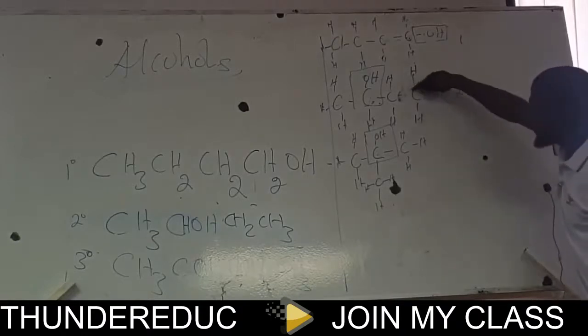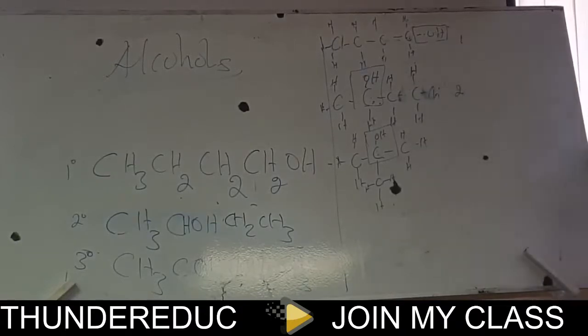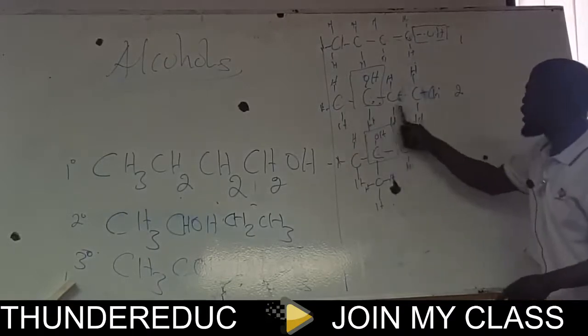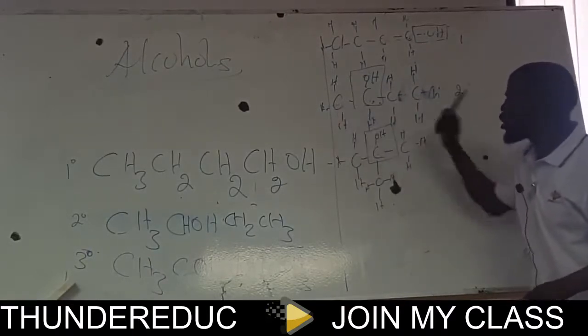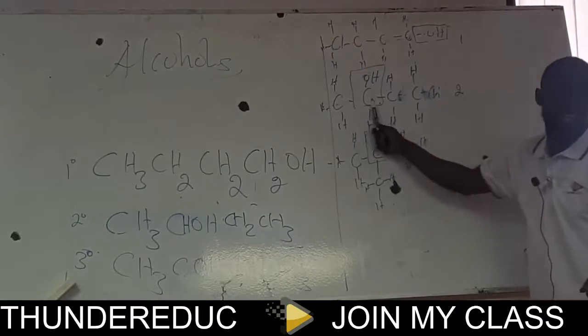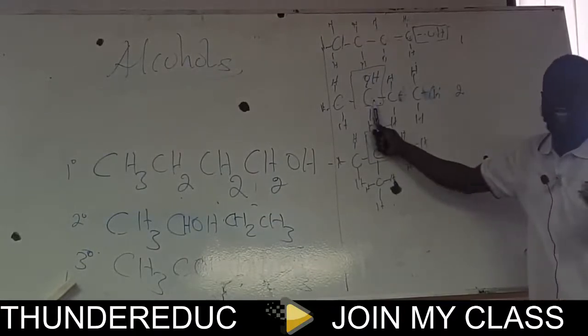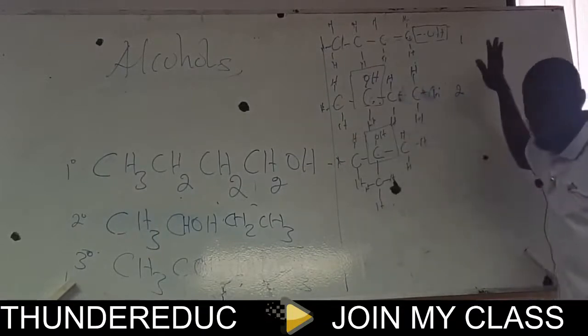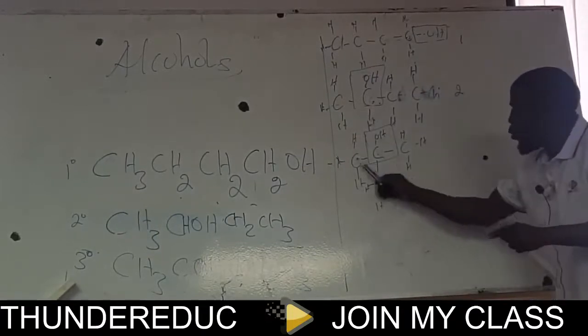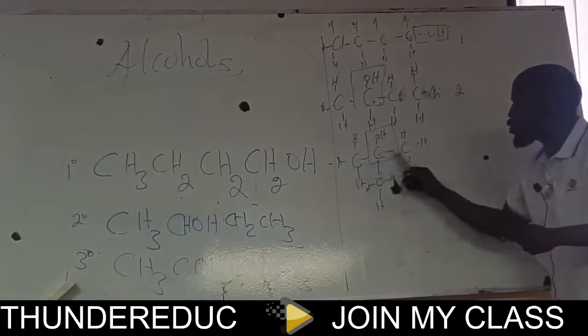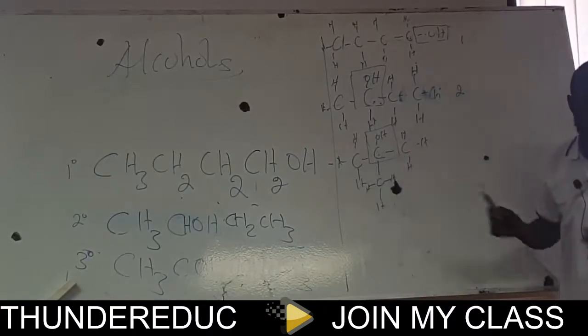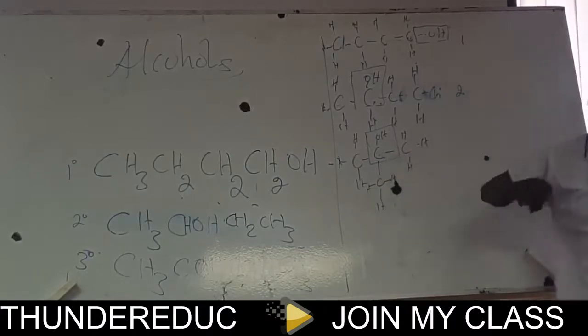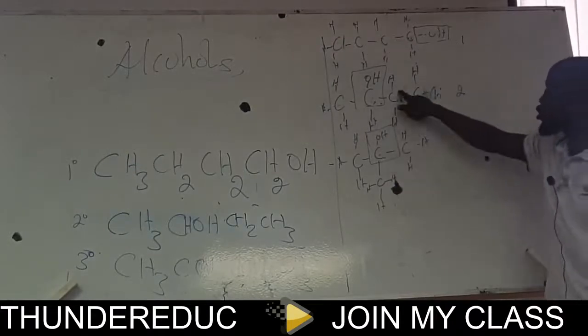Now I said this and this, they are chain isomers or structure isomers. Why am I saying that? Here, 1, 2, 3, 4. So this one is on carbon atom number 2, so it's going to be 2-ol. Then what about this? 1, 2, 3. 1, 2. So either way, it's 2. So this one is also going to be 2-ol, and this one also is going to be 2-ol.